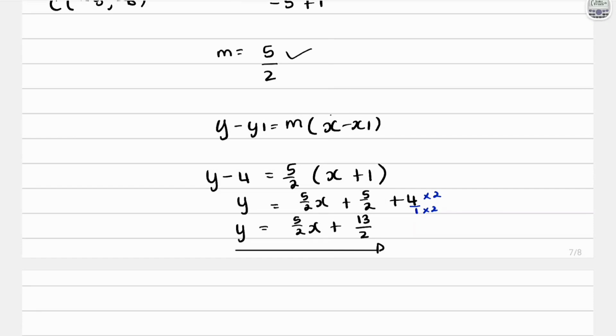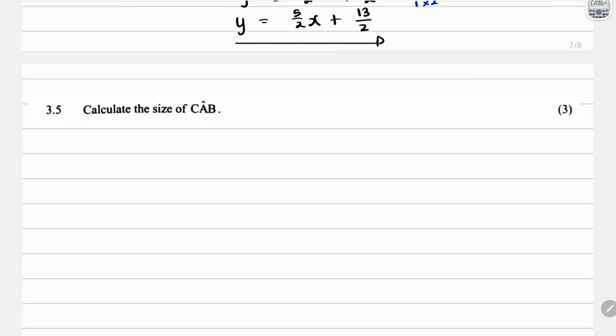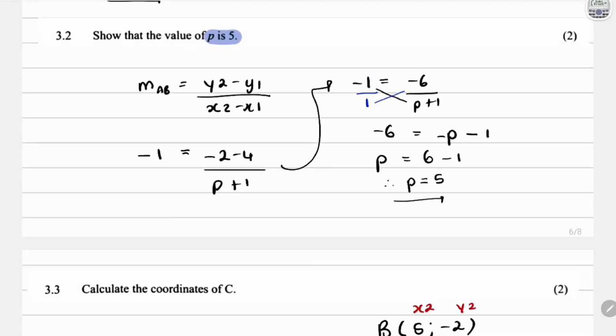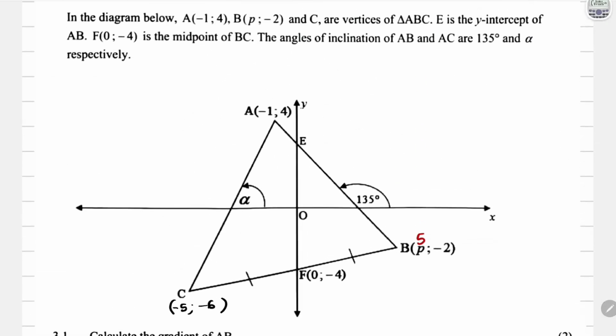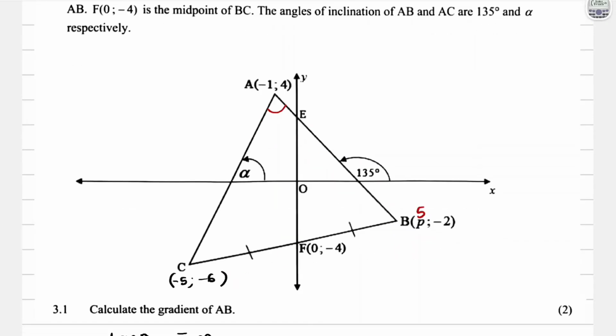Okay, moving on to the next question. In the next question, they want us to calculate the size of angle CAB. So let's look at our diagram to understand where exactly that is. So CAB. So it's this angle over here. So normally when I'm calculating the size of an angle in analytical geometry, I usually like to extend the lines and then find out exactly how that was created.